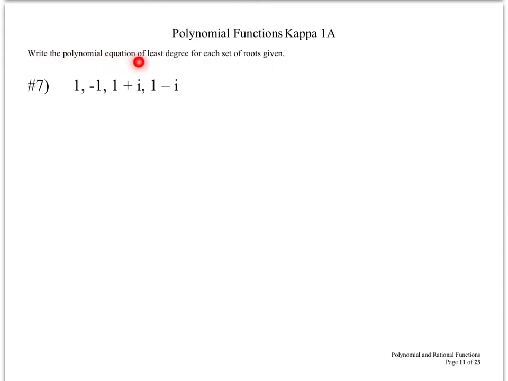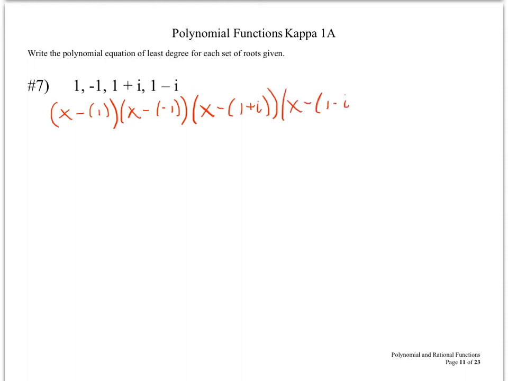Write the polynomial equation of least degree for each set of roots given. For each root given, we need a set of parentheses surrounding x minus whatever that root is. Making sure when you substitute, you use parentheses properly. It's a polynomial equation, which means you set it equal to 0.